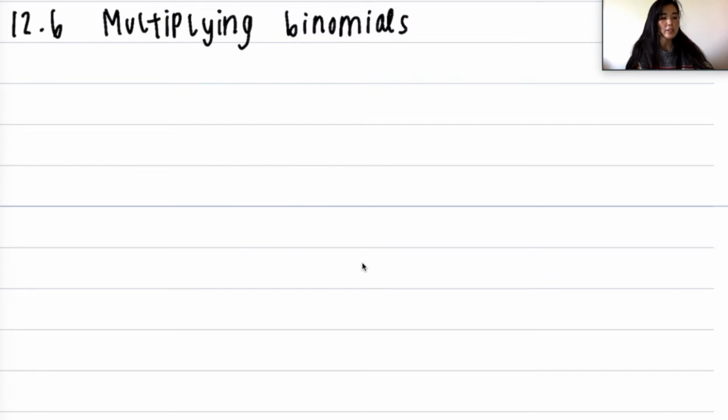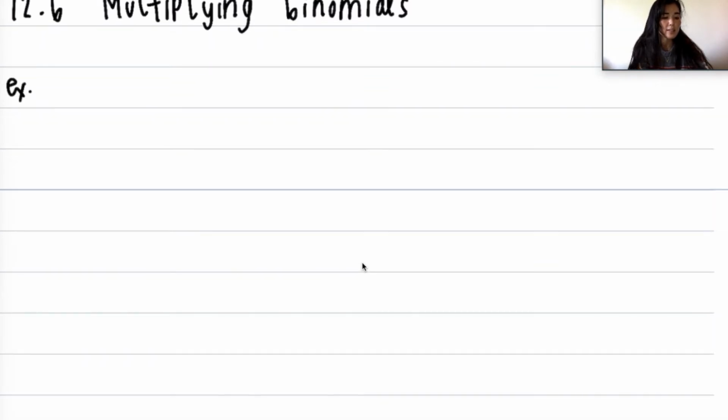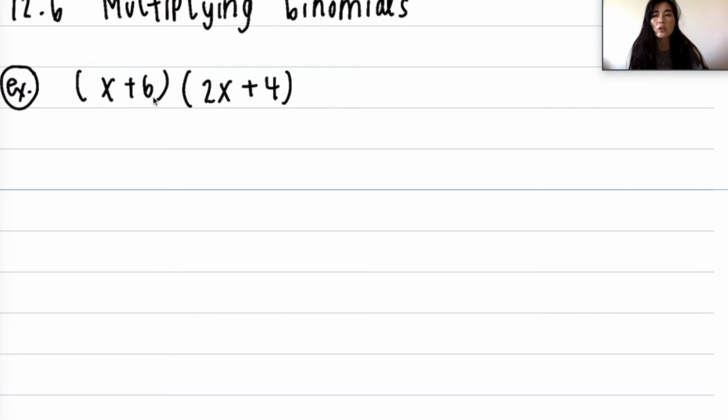So what we're actually going to see are examples that look like this. We are going to be asked to multiply, let's say, x plus 6. And again, you'll notice it has two terms. It has x and it has 6. So that's why it's a binomial. And we're going to multiply this by, let's say, 2x plus 4. So again, binomial times a binomial.